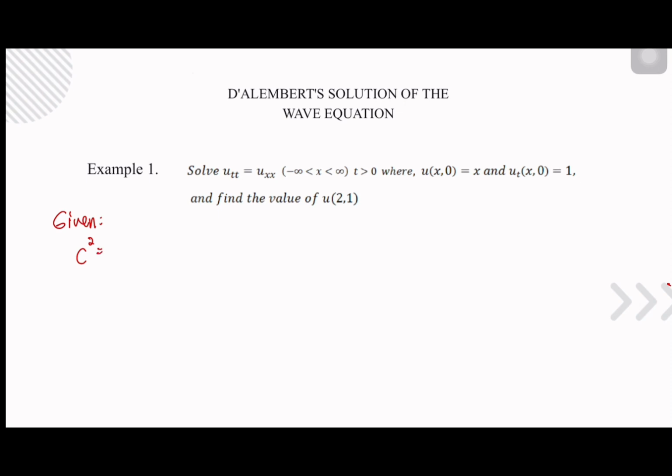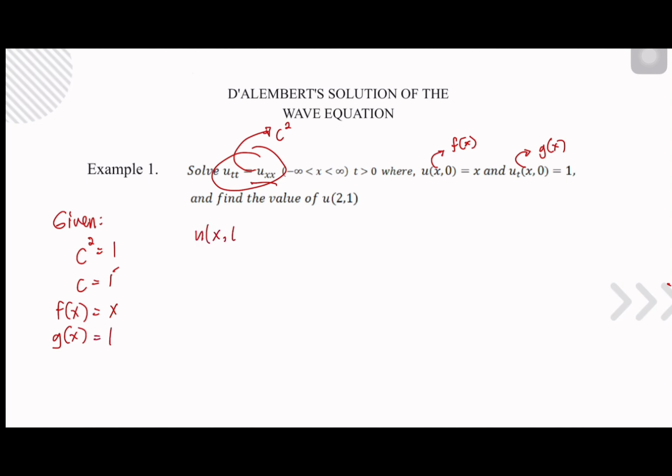C squared is equal to 1. How do we get this 1? In this function, this variable has a coefficient of c squared, which is 1. So c is equal to 1. For the function of x, this function is our f of x, and this function is our g of x. So, our f of x is equal to x, and g of x is equal to 1.